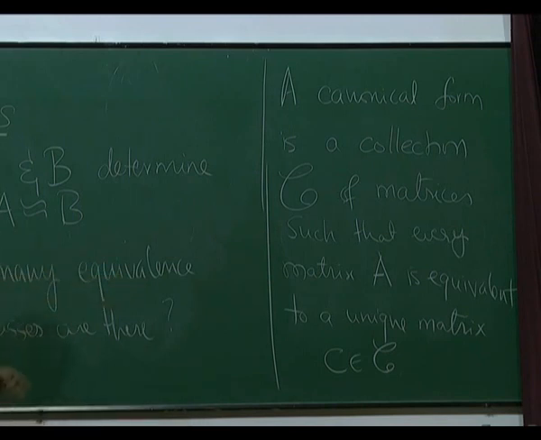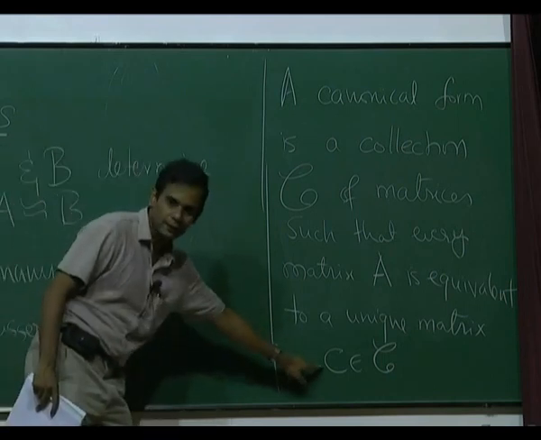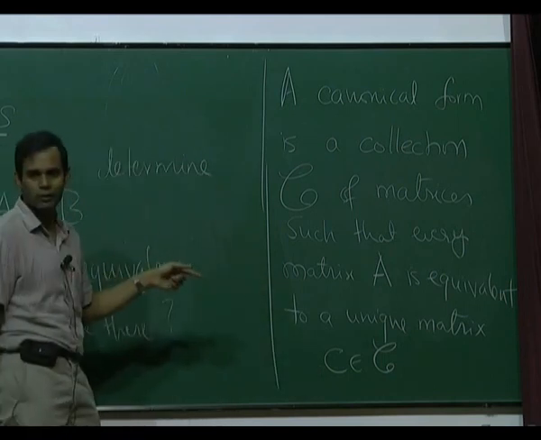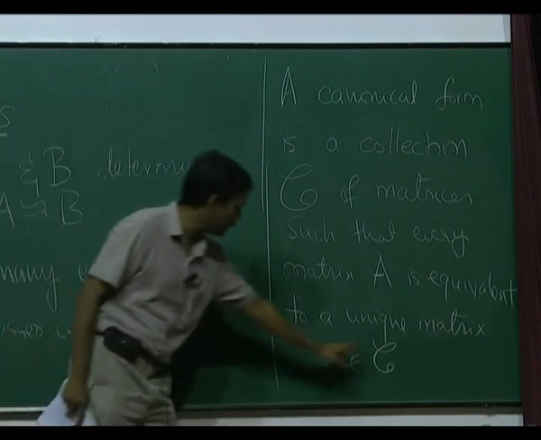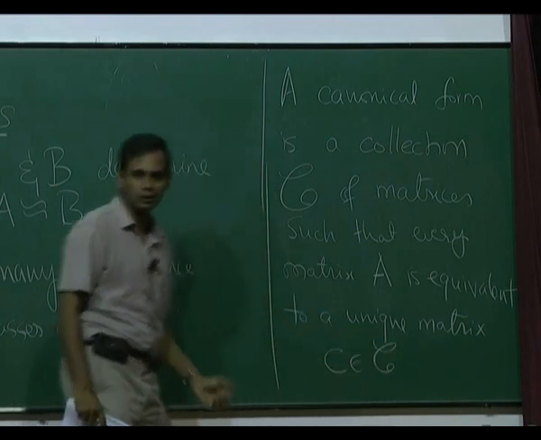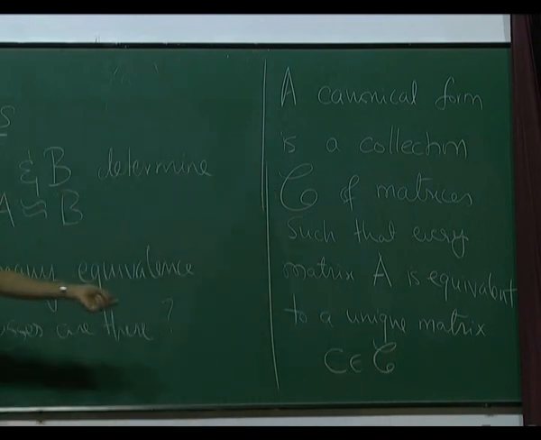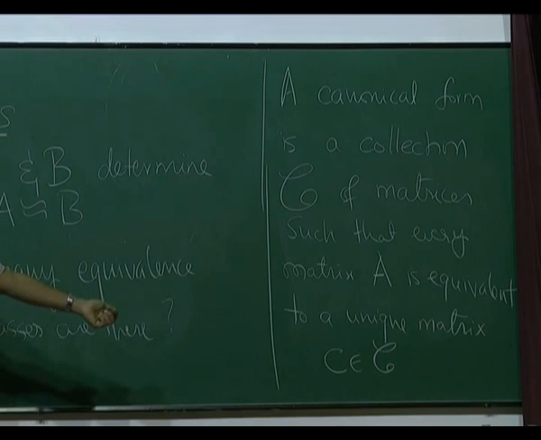Then you can also find some algorithm for finding out this matrix C. Then if you want to know if A and B are equivalent, you find out whether the C in C which they correspond to are the same or not, and you will have answered the first question. And to answer the second question, you just see how many elements are there in C, because each equivalence class has exactly one representative in C. Okay, any questions?